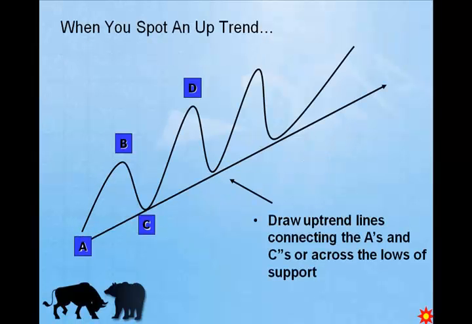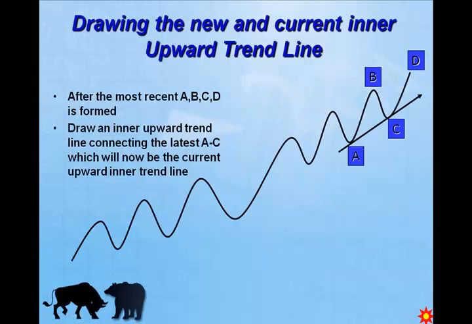Now, when we spot an uptrend, okay, we draw trend lines connecting the A's with the C's, okay, and we connect it to the bottom of the candles, and we never go over the candles to the bottom of the candles. We connect the A's with the C's. Now, to find the inner trend line, okay, we're going to go to the right of the screen, and we're going to find the latest, the most recent. Here's where the current price is right now, and we're going to find the last A, B, C, D swing, and we're going to connect the A with the C.